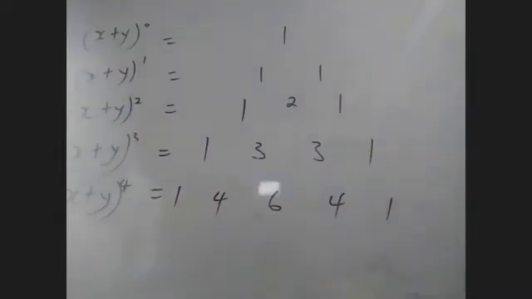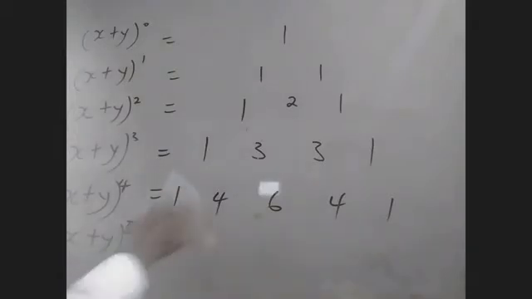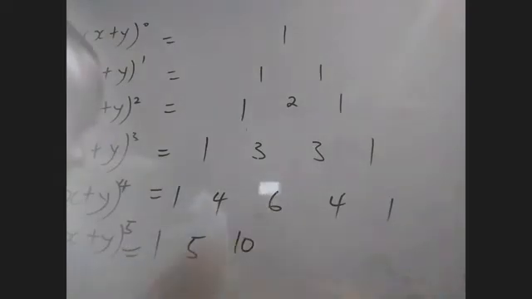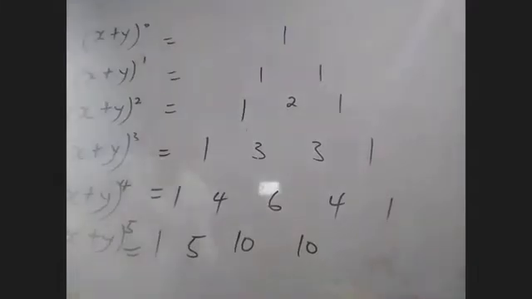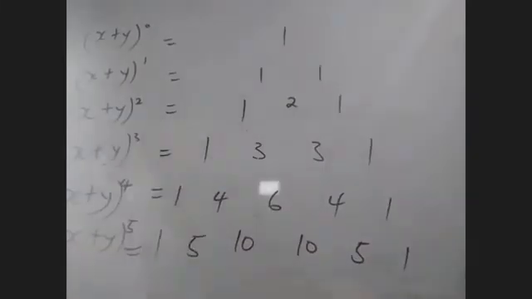Then we have 1. While x plus y raised to the power of 5 will be equal to, we have 1. After 1 plus 4 is 5. 4 plus 6 is 10. 6 plus 4 again is another 10. Then you have 4 plus 1 is 5. And the last one must be 1.